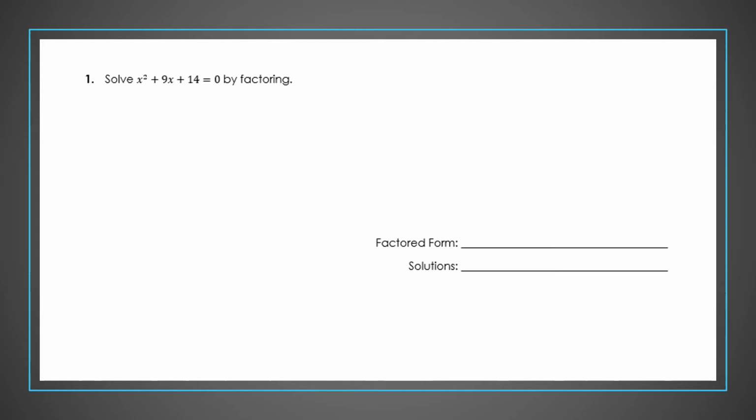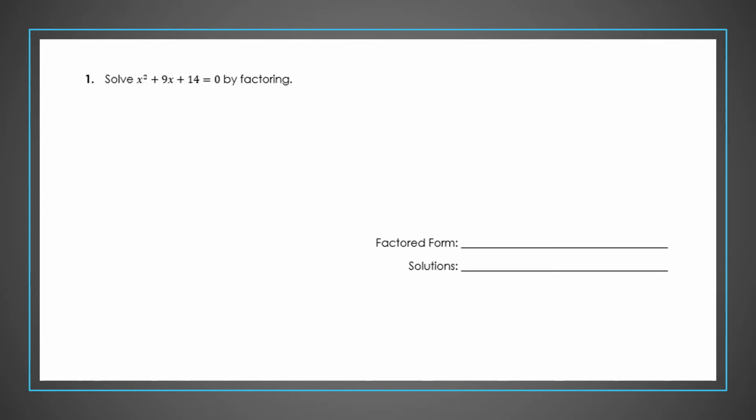In order to factor, you want to make sure that your quadratic is in standard form, which is ax squared plus bx plus c equals 0. It is already in standard form, so we are ready to go ahead and factor. You want to look and see if there is a GCF, which is a number or variable that goes into all three terms. There is not, so there is no GCF.